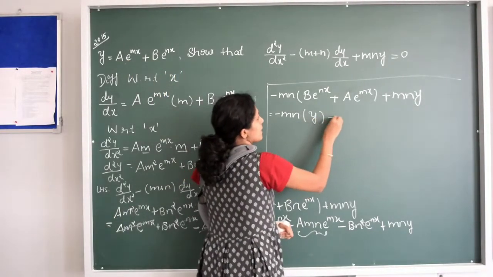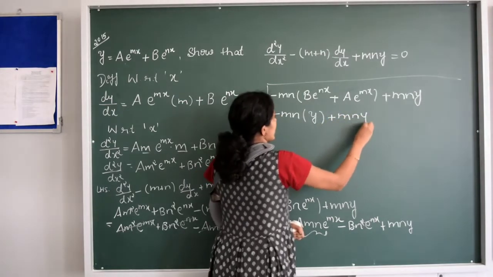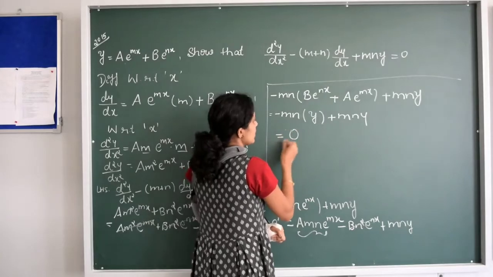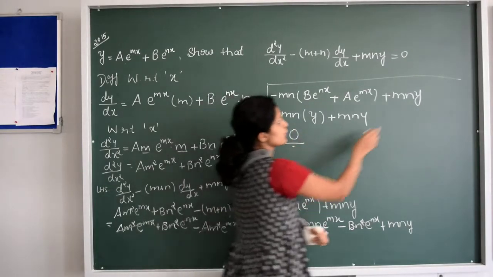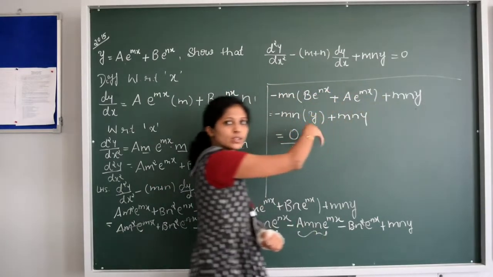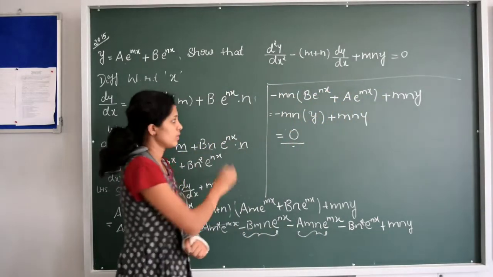This is y plus m n y. So minus m n y and plus m n y will get cancelled. So this is equal to 0. Is it clear? We have put this one. If you substitute the value of y as this one, then it will get cancelled, so that you get the value equal to 0.